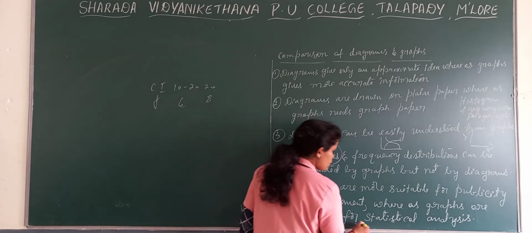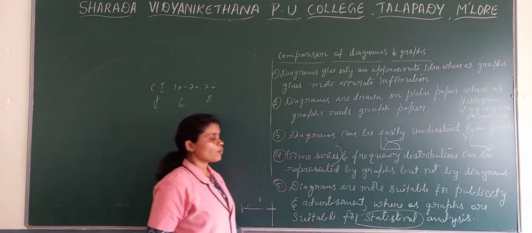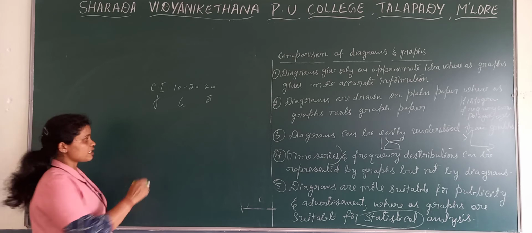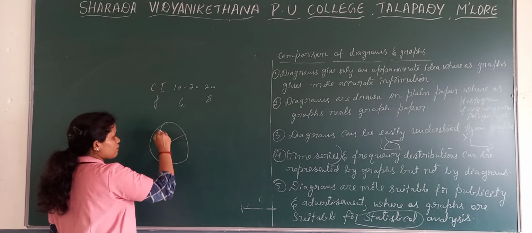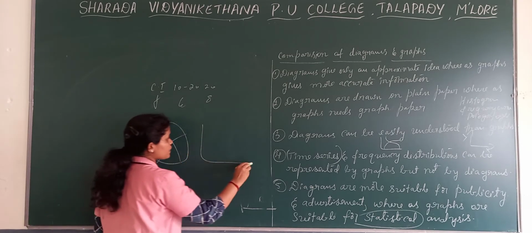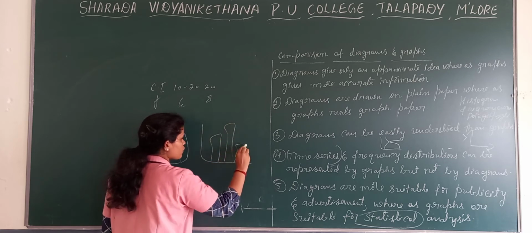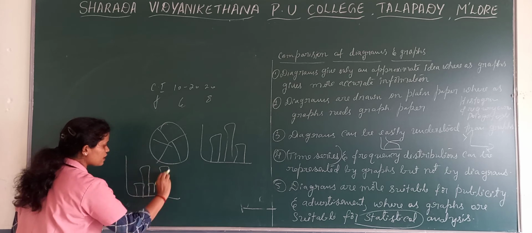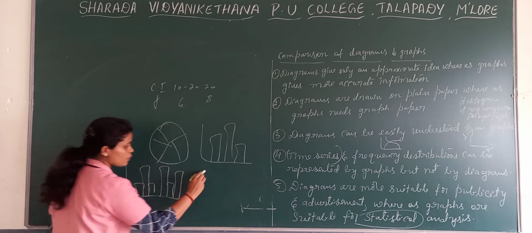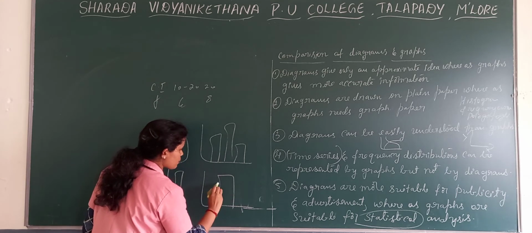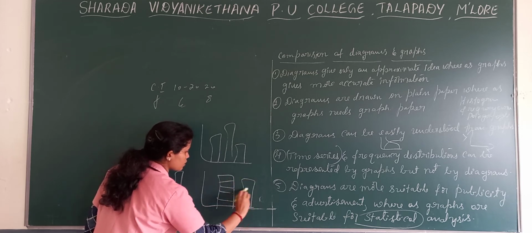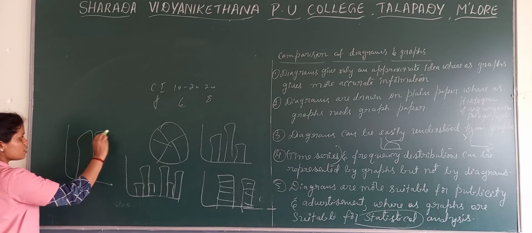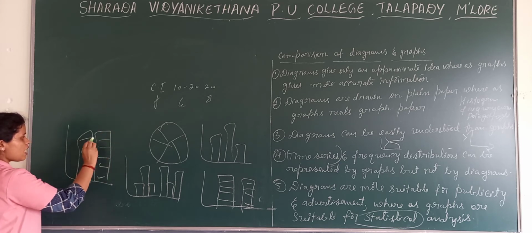Diagrams are more suitable for publicity and advertisement, whereas graphs are suitable for statistical analysis. Graphs we use for statistical analysis. For publicity and advertisement, it is better to go with diagrams. That is, it might be a pie diagram, or a simple bar diagram, or a multiple bar diagram where we represent interlinked data, or else a subdivided bar diagram, and one more is there, that is percentage bar diagram, where length is always 100.